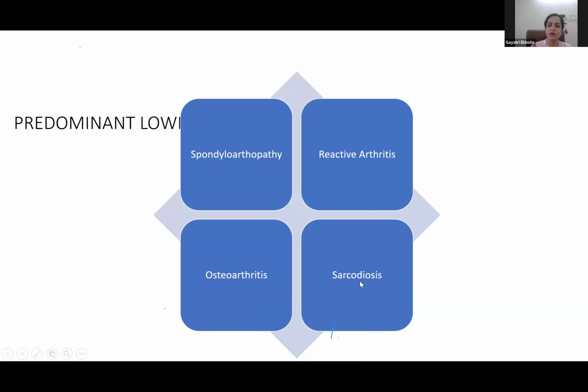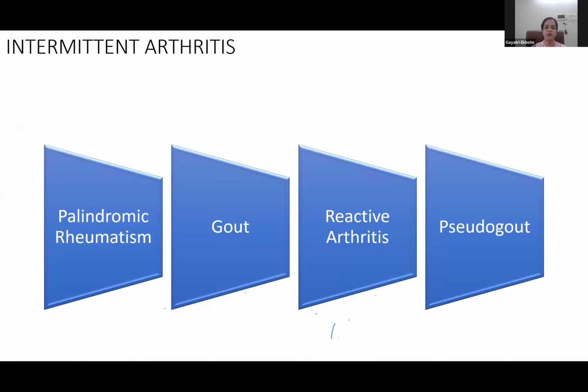If you all can remember your definition of sarcoidosis, it is mainly a lymphadenopathy with lung involvement. So as you can see, you have to ask about systemic complaints as well. Intermittent arthritis is something which comes and goes, so in between you can have a honeymoon period. The most important intermittent arthritis is your gout.